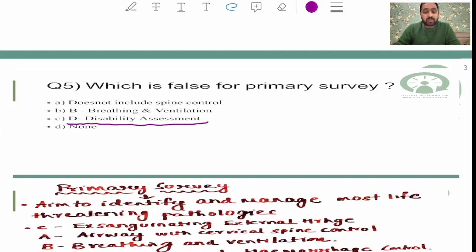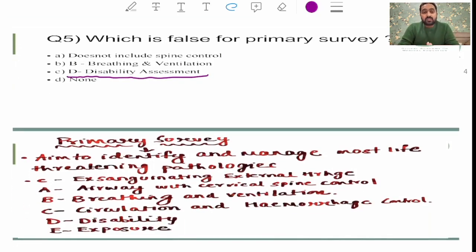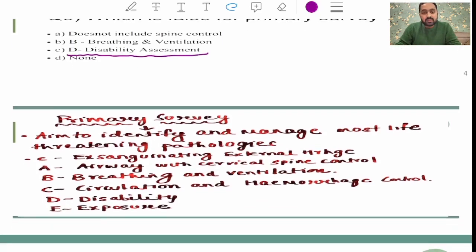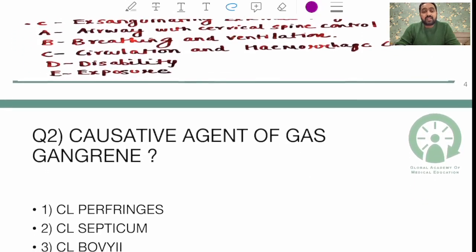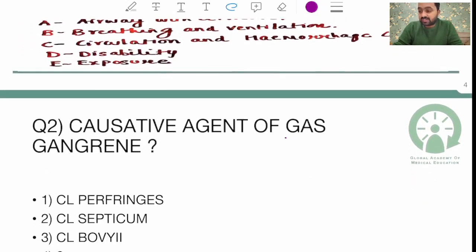The basic primary survey's role is to identify and manage the most life-threatening injuries, where A is for airway with cervical spine control, B is for breathing, C is for circulation, D for disability assessment, and E for exposure.